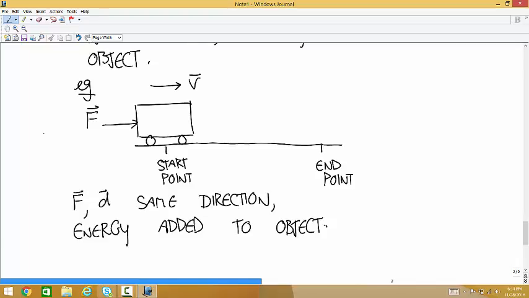Does it make sense that if you apply a force in the same direction that it's moving, that force is going to contribute to increasing the speed? That does, right? So that's what it's saying. So the object speeds up.